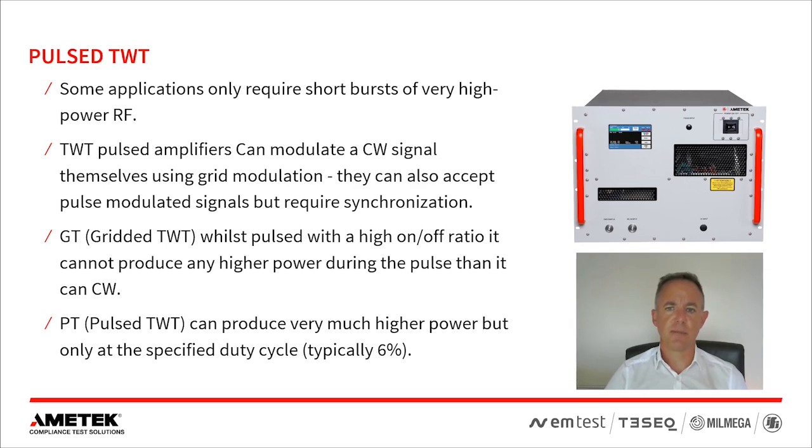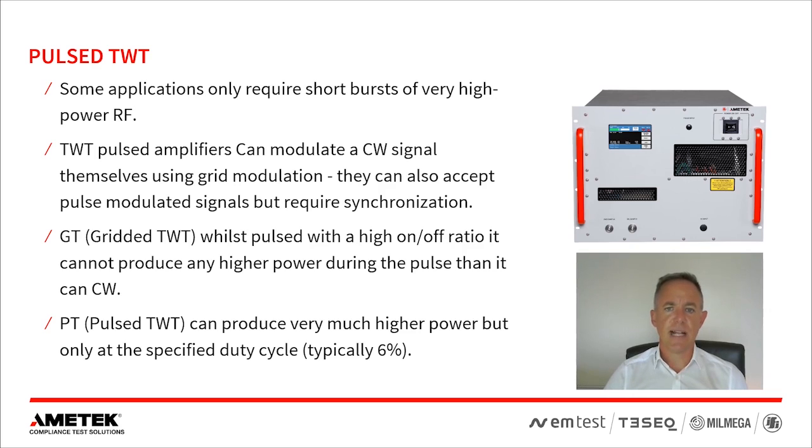Pulsed TWTs are only capable of producing pulse power. The design is configured to focus the beam current at the specified voltages. These amplifiers can modulate a CW signal themselves using grid modulation. They can also accept pulse-modulated signals but require synchronization. The beam must be limited to a certain duty cycle, typically 6%, so the internal components of the TWT do not exceed its specified ranges.